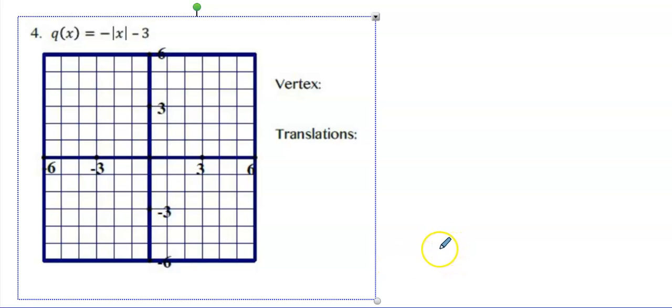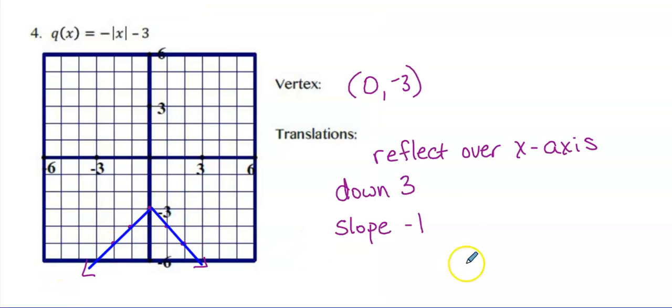Number 4, pause the video and then come back to it and see if you got it right. This is what you should have gotten, the vertex 0, negative 3. It did reflect over the x-axis because the a is a negative 1, and the translation is down 3.